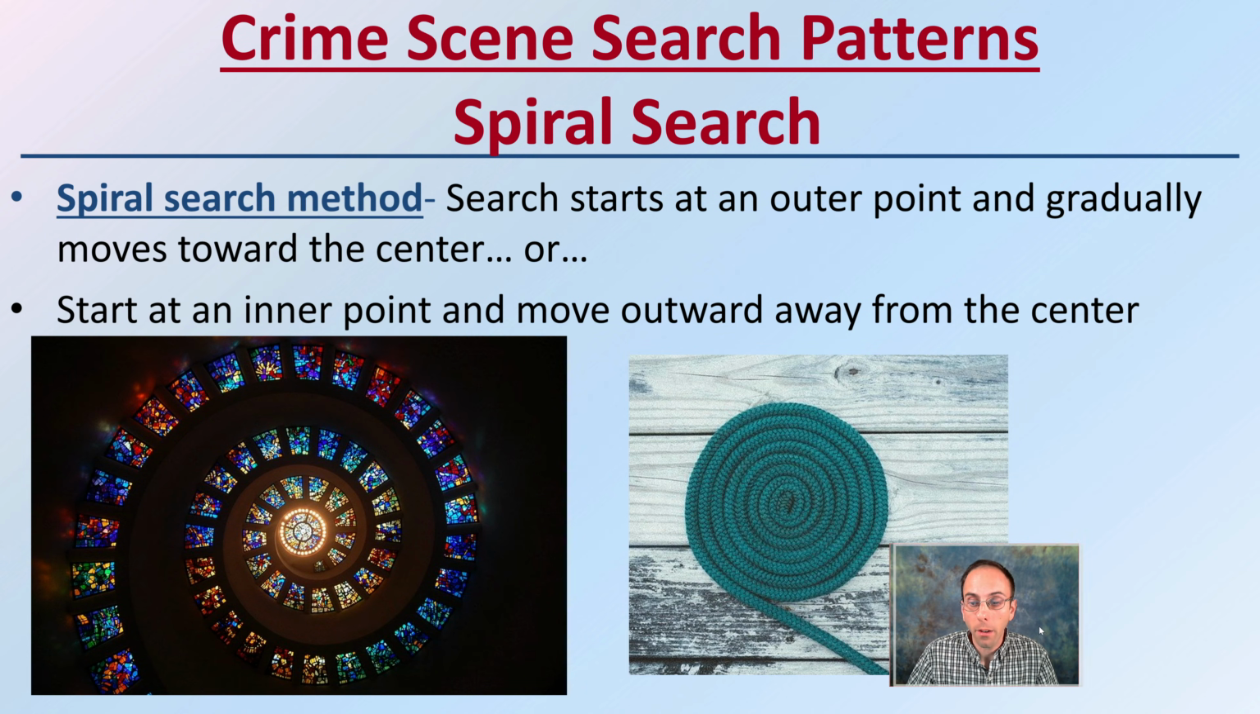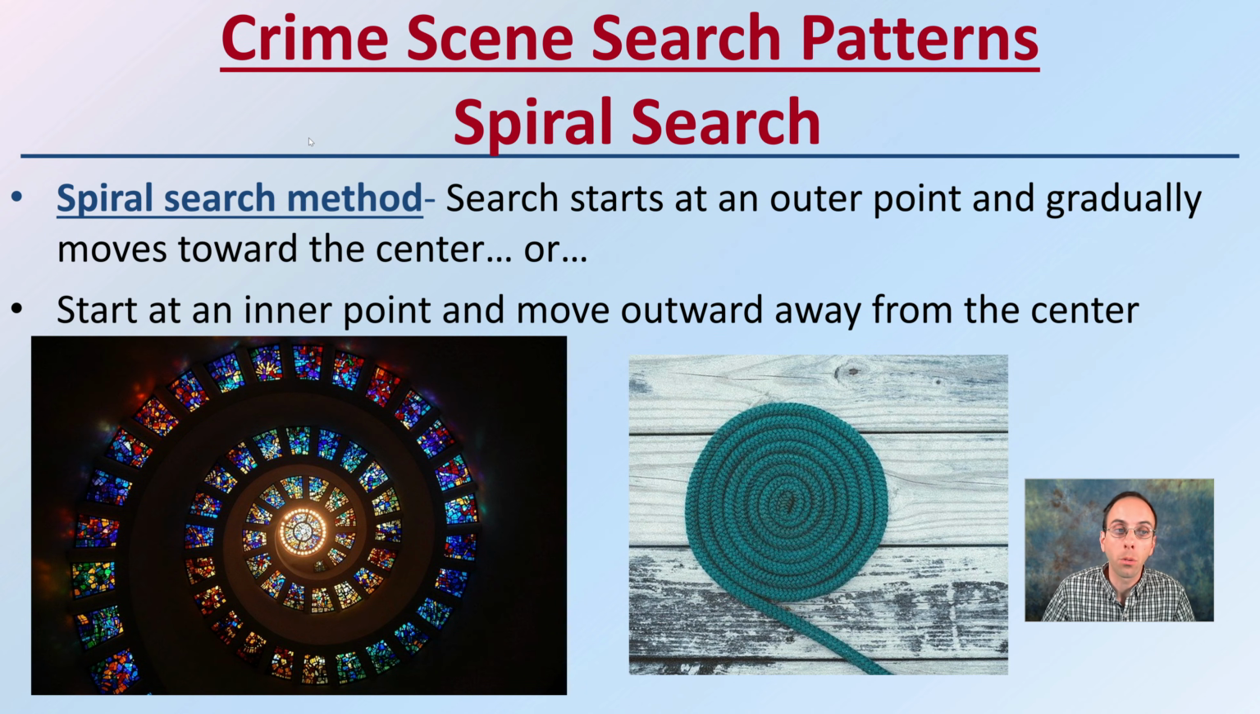Now, these search patterns, so exactly how you're going to search a room. There's something called a spiral search method, and this starts at an outer point and gradually moves toward the center, or it could start at an inner point and move outward from the center, as we see in the images here. Depending on the room, the area, and the scene, this may influence what type of search method you use, but this is one example, and it's called a spiral search.